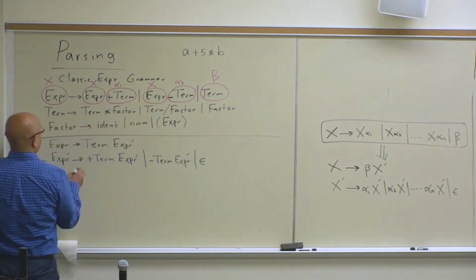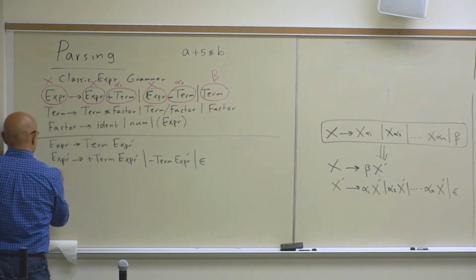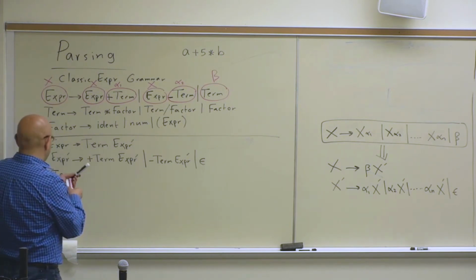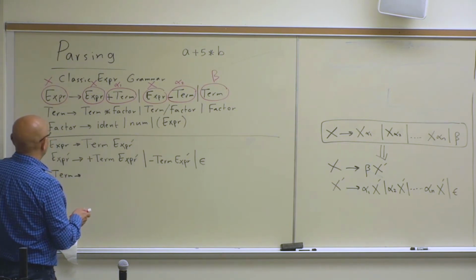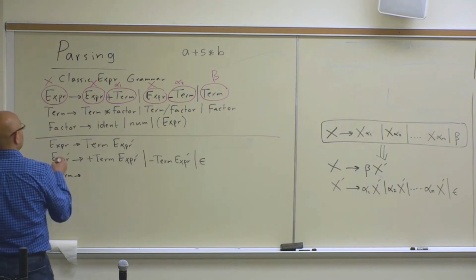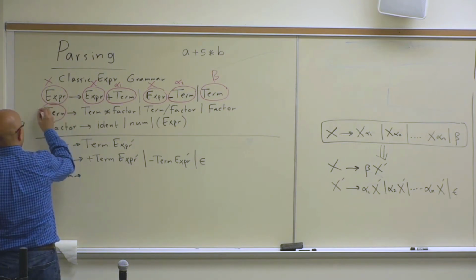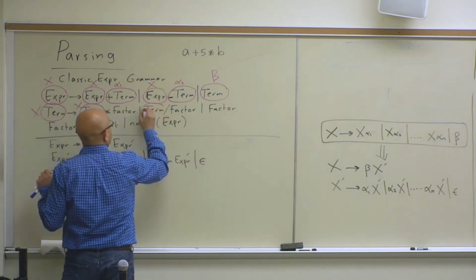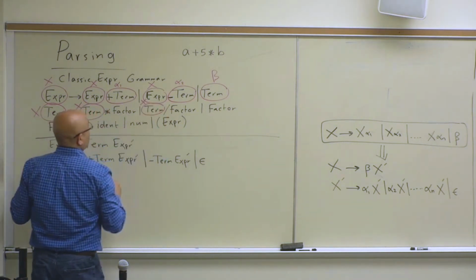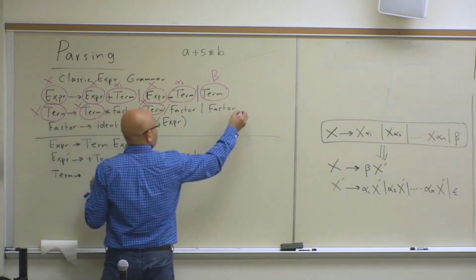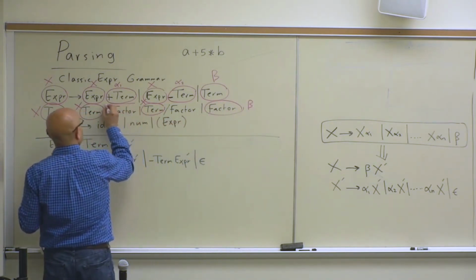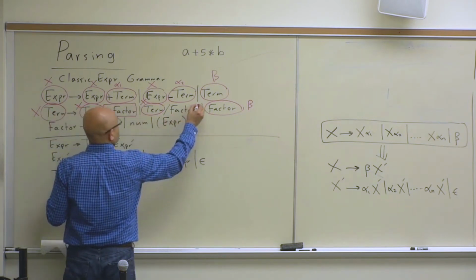Now same thing for that term. Where is x? X is term. So this is the x. Where is the beta? Factor. And this is alpha 1. And this is alpha 2.